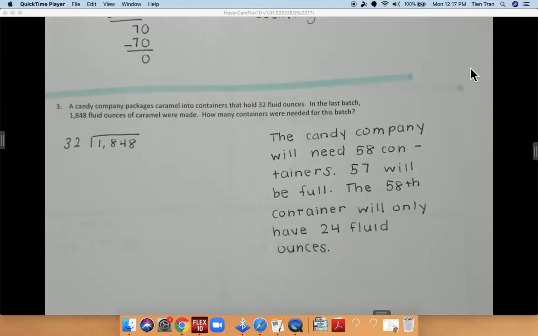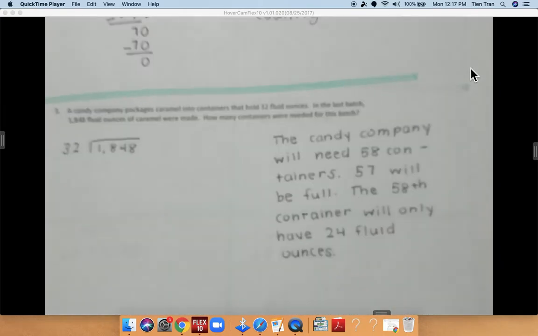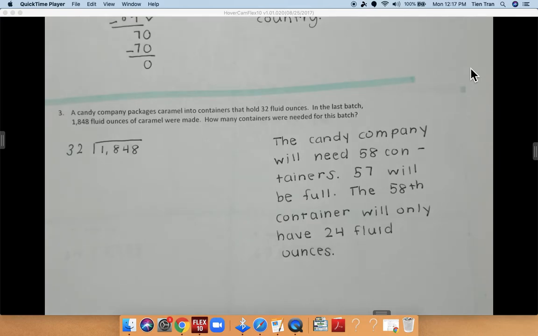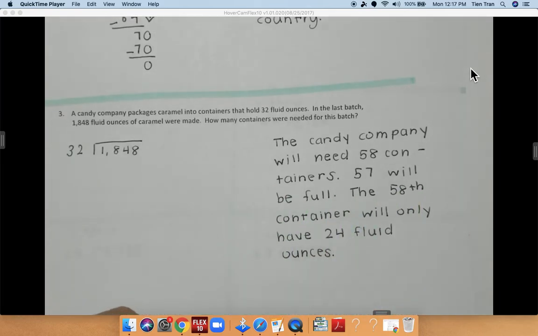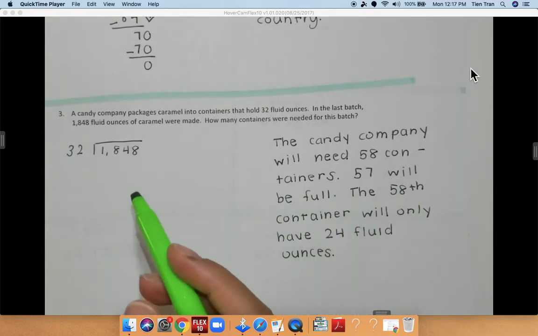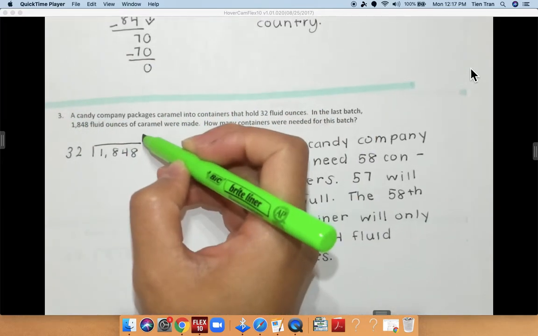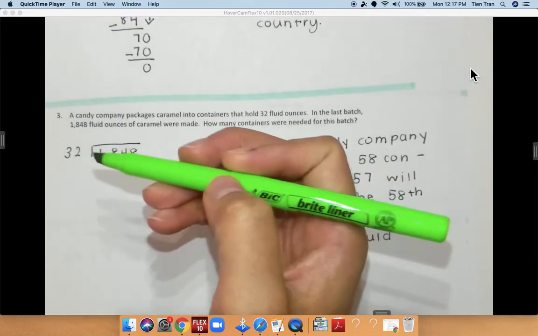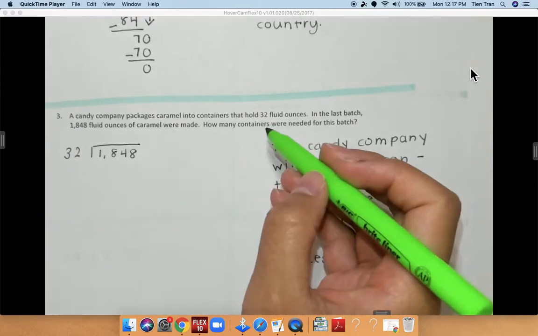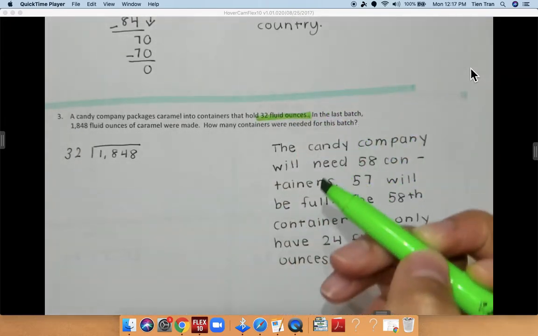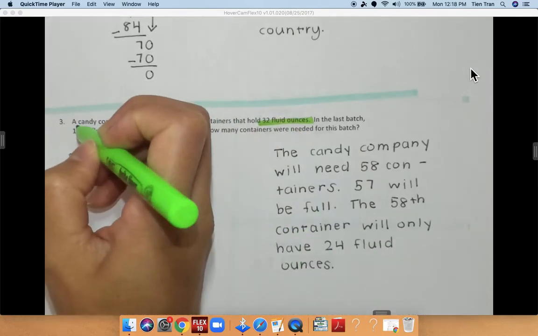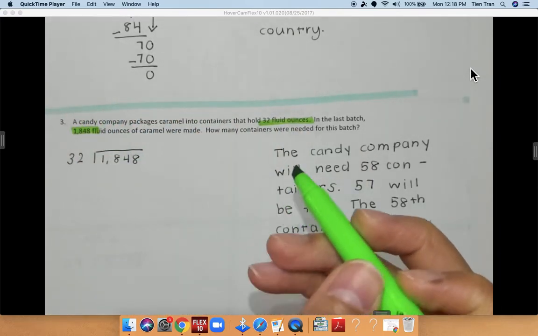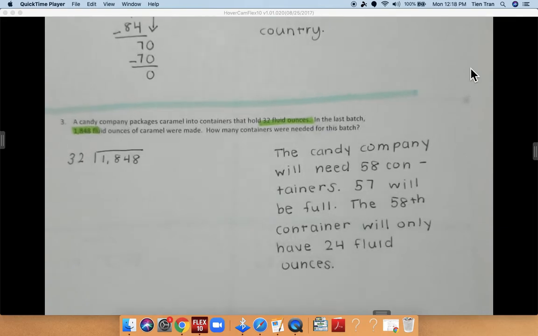Now I'm moving on to problem 3. A candy company, so imagine a candy company like Jolly Ranchers or Twizzlers or Swedish Fish or Sour Patch Kids, right? A candy company packages caramel, so caramel more close to chocolate probably, into containers that hold 32 fluid ounces. In the last batch, 1,848 fluid ounces of caramel were made. How many containers were needed for this batch? So they're asking me to divide in order to figure out how much caramel or containers are needed.